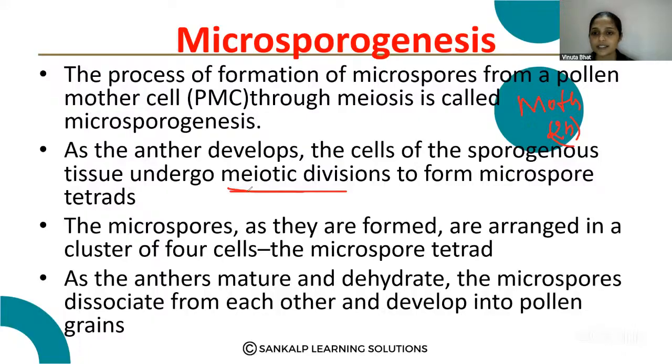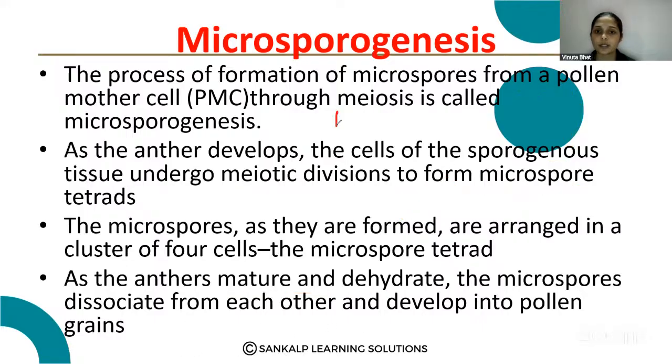So the meiotic cell division forms the microspore tetrads, meaning four microspores held together, which are haploid in nature. When the anther matures, these microspores dehydrate and dissociate from each other, and the microspores develop into pollen grains.